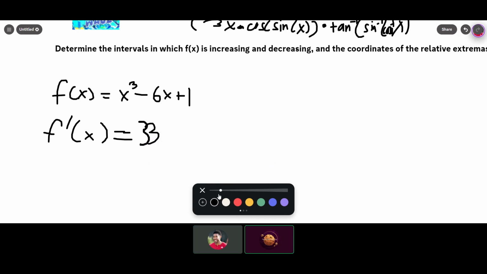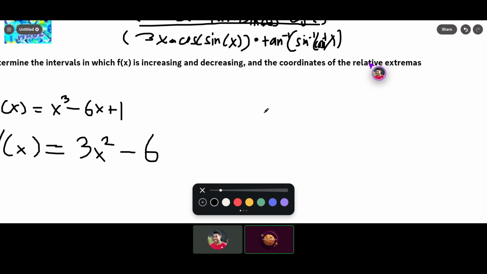You could write it: 3x squared. And then the derivative of minus 6x. Since the power of x is x to the 1, it will be x to the 0, which leaves negative 6 as a constant. And 1, since that is x to the 0, just goes away completely. The derivative of a constant is 0. So our derivative is 3x squared minus 6.